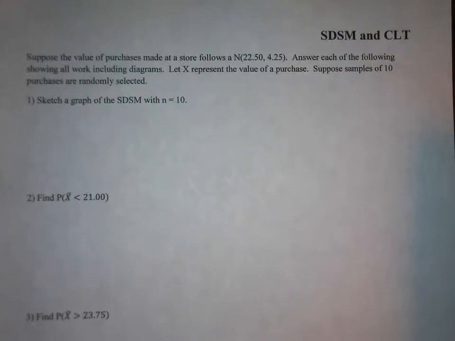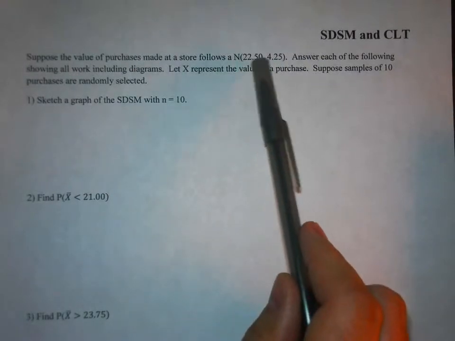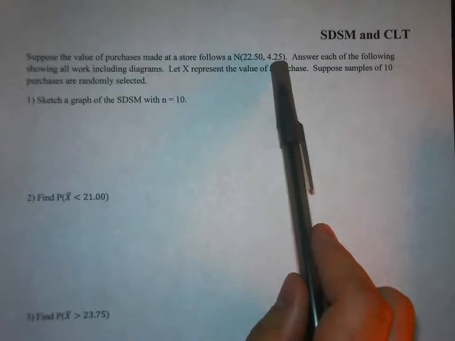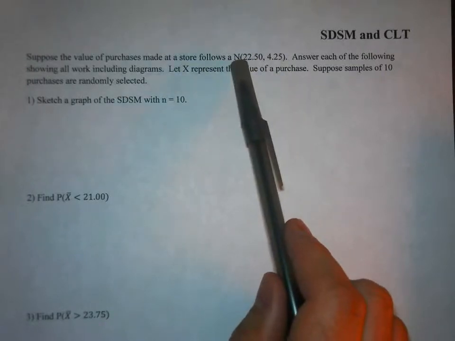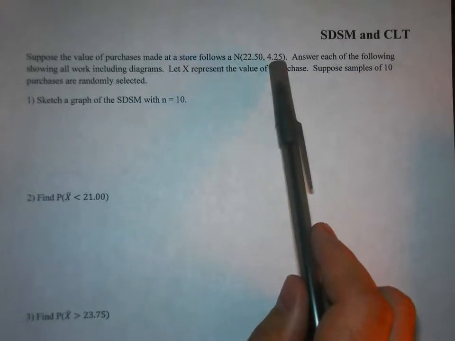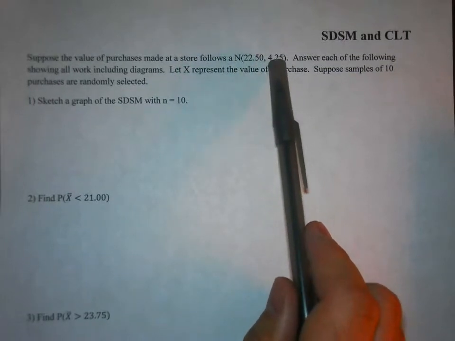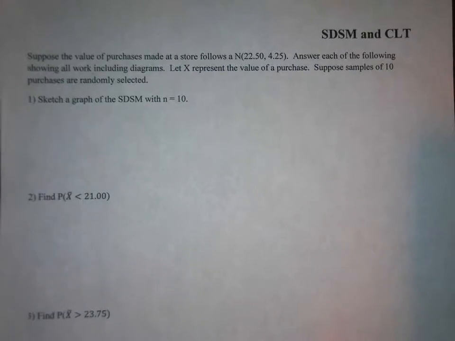Suppose the value of purchases made at a store follows a normal distribution with a mean of 22.5 and a standard deviation of 4.25. Remember that capital N means you have a normal distribution with the mean and standard deviation. Enter each of the following, including diagrams, and let X represent the value of a purchase.